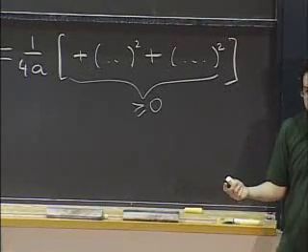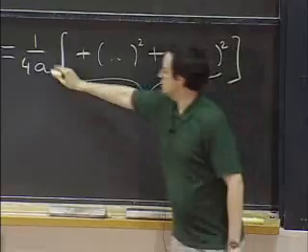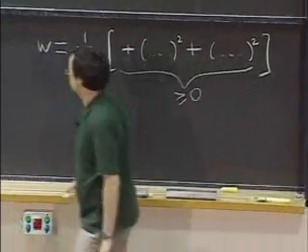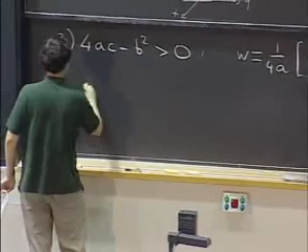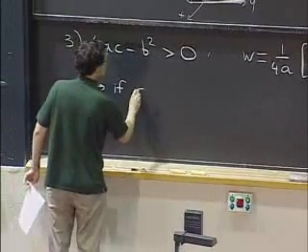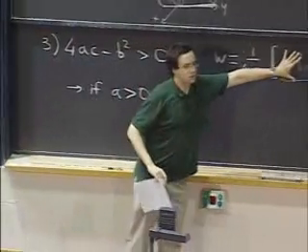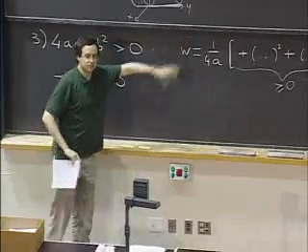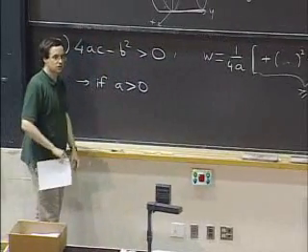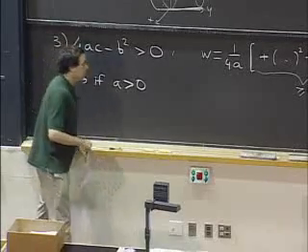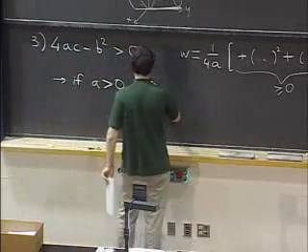How do we decide which one it is? Well, we look at the sign of a, exactly. Okay? So there's two subcases. One is if a is positive, then this quantity overall will always be non-negative, and that means we have a minimum. Okay?